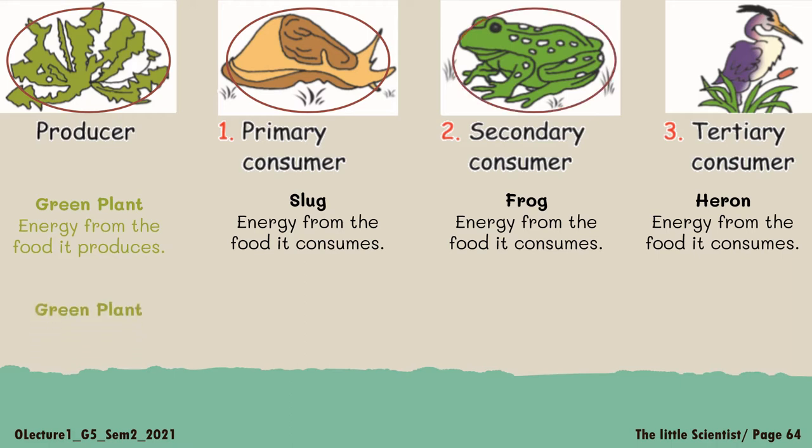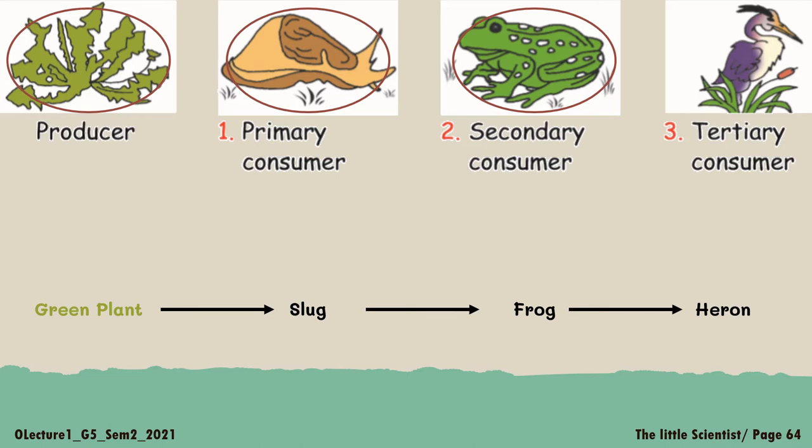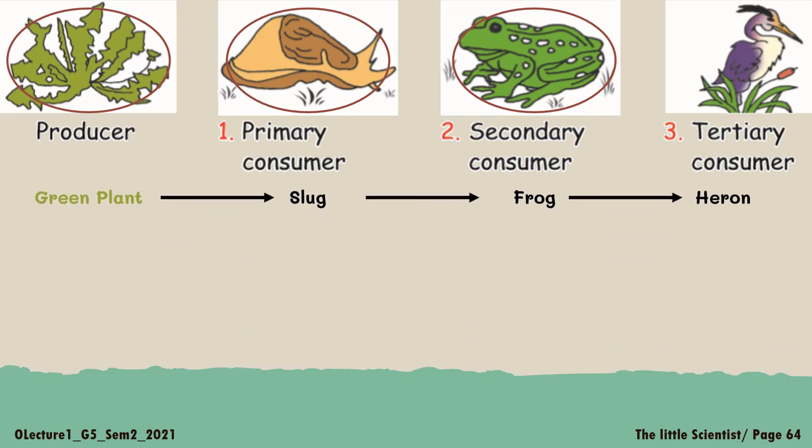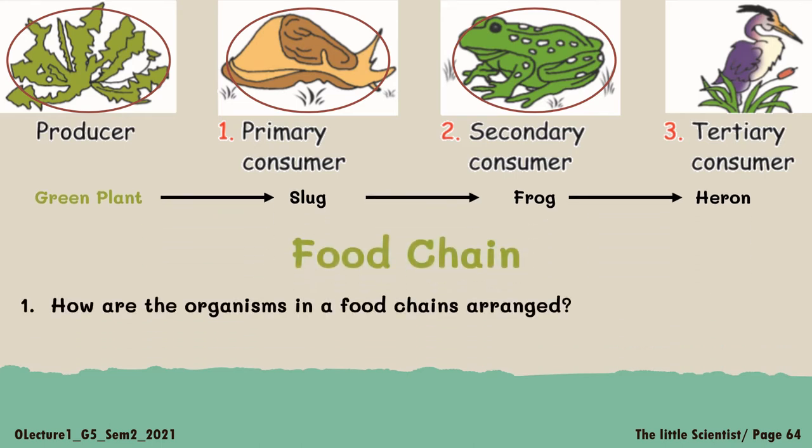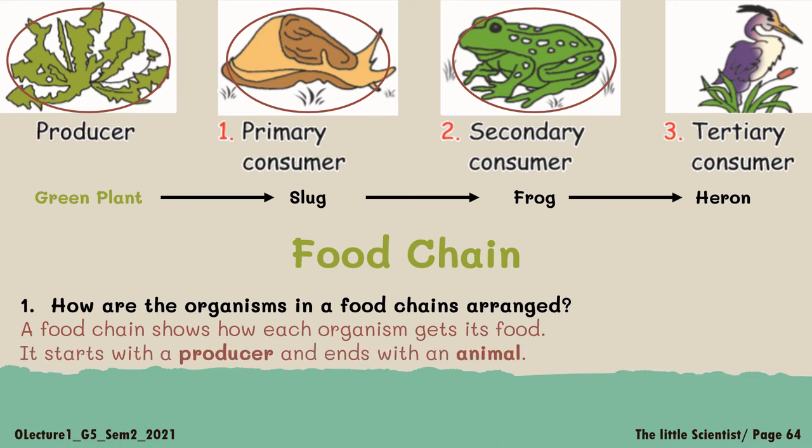So, the green plant is eaten by the slug. The slug is eaten by the frog. The frog is eaten by the heron. That's what we call a food chain. A food chain shows how each living thing gets food and how energy is passed from one living thing to another. A food chain shows again how each organism gets its food.